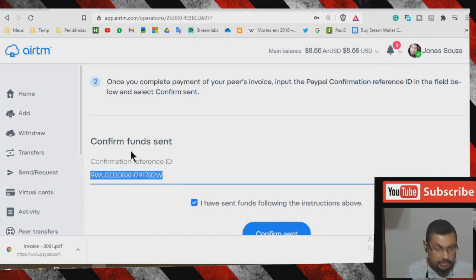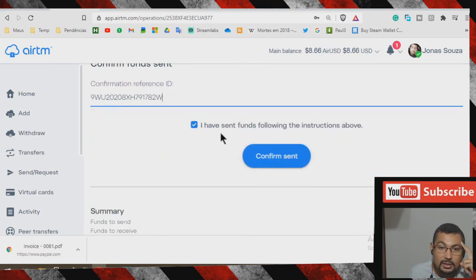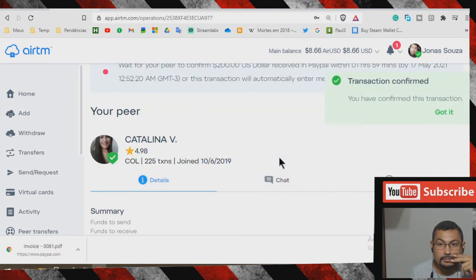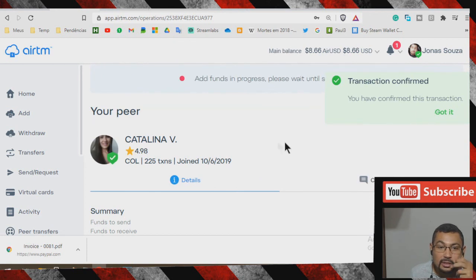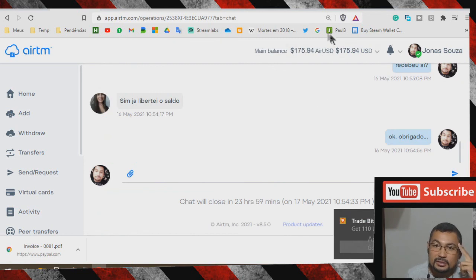And confirm funds sent. Okay, let's confirm. I have sent funds following the instructions above. Okay, confirm sent. That's it, transaction confirmed. Okay, let's wait for the funds to come to my account. Okay, buddies, that's it. The money is here in my account.